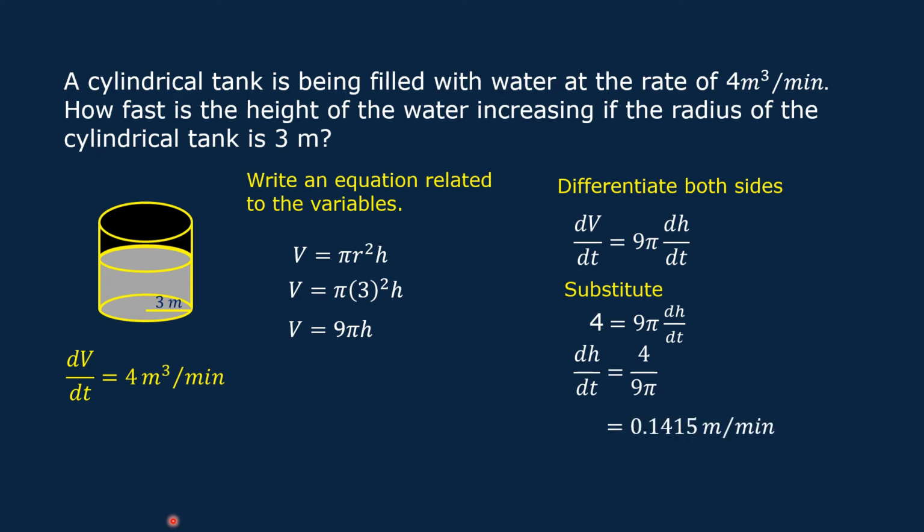And this is equal to 0.1415 meters per minute to the nearest 4 decimal places. This is how fast the height of the water is increasing if the radius of the cylindrical tank is 3 meters.